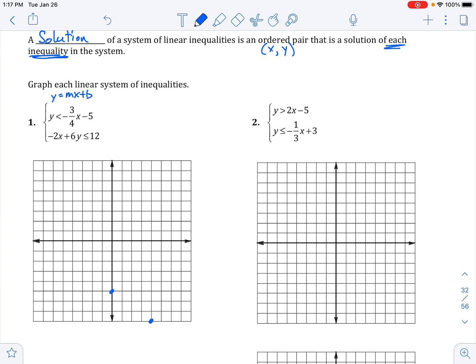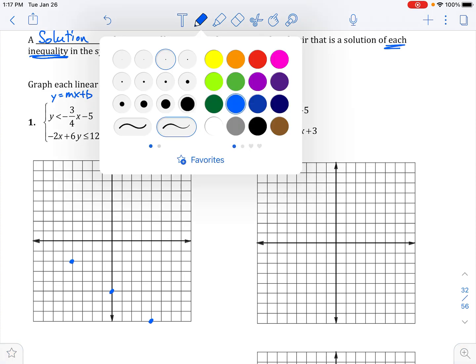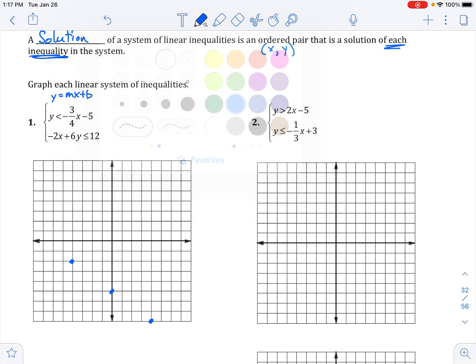I'm going to go up 1, 2, 3, and to the left 4. I'm going to draw this line in. I know that this line here is going to be dashed. The reason I know that it is dashed is because I realized last chapter that if it is not or equal to, it is going to be dashed.